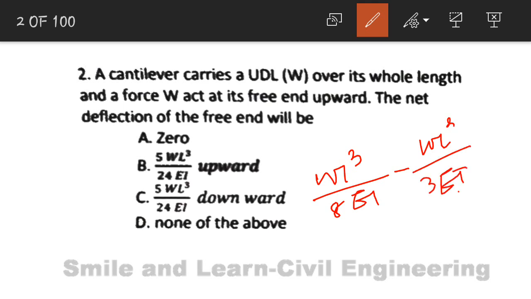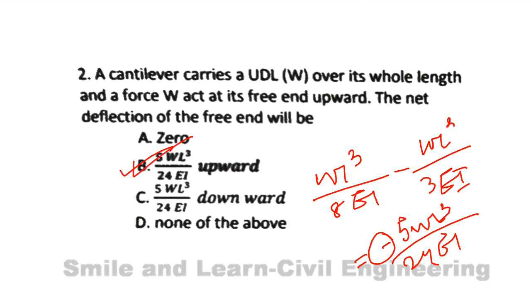So if you subtract both of them, you will get minus 5WL cube by 24EI. You calculate this, you will get this one. Now minus indicates that it will be upward. Option B will be the correct answer.